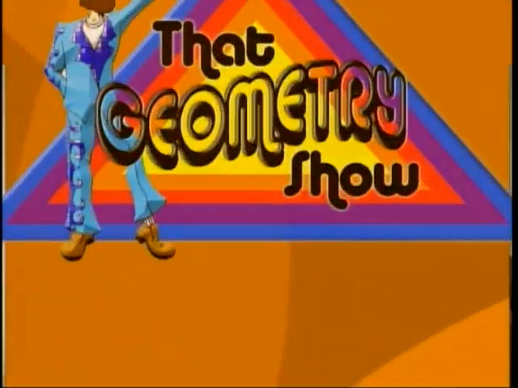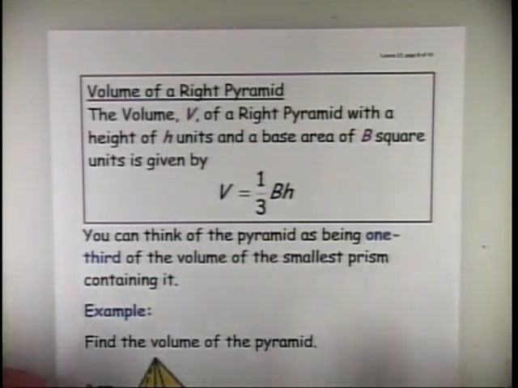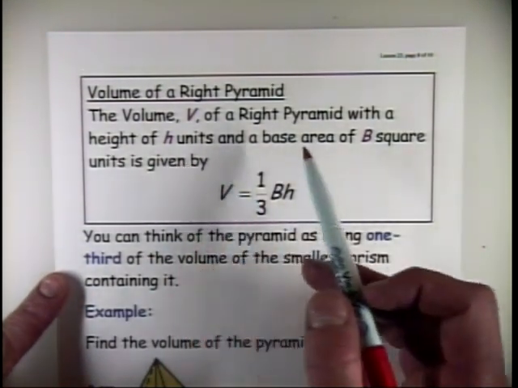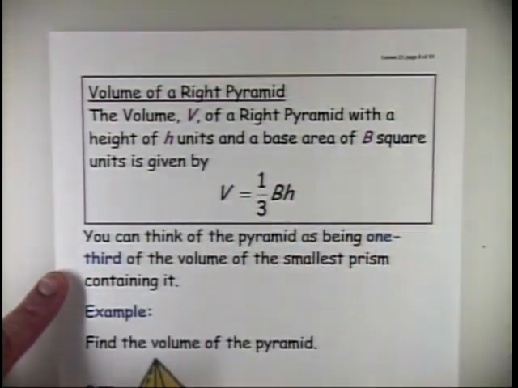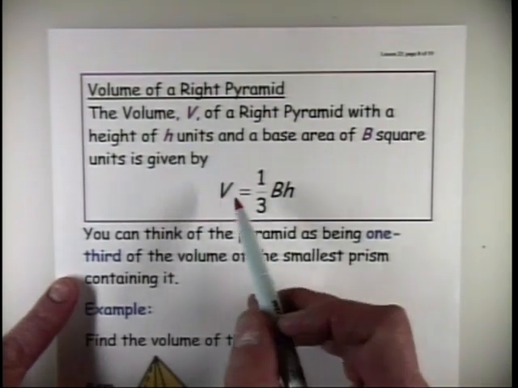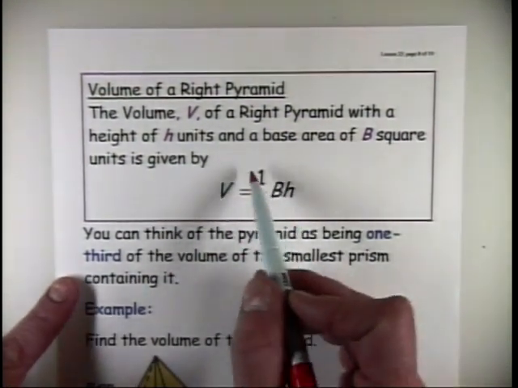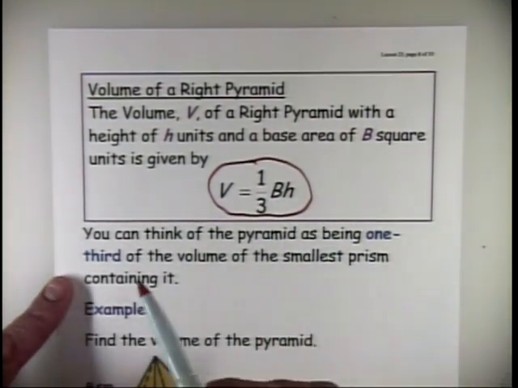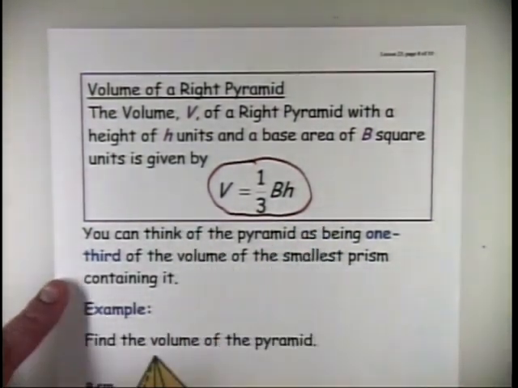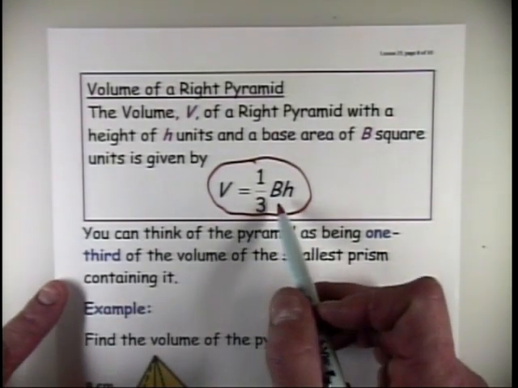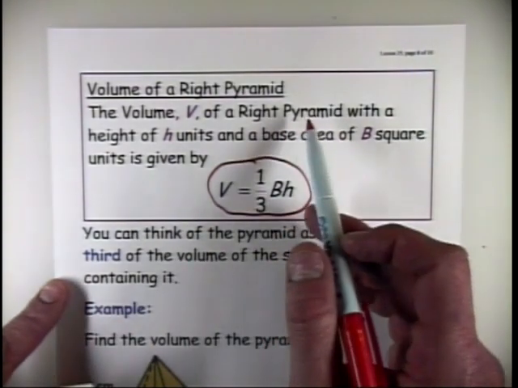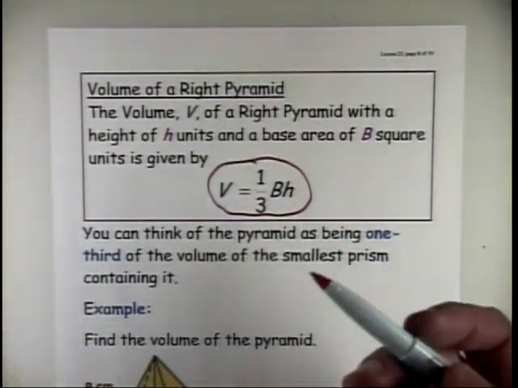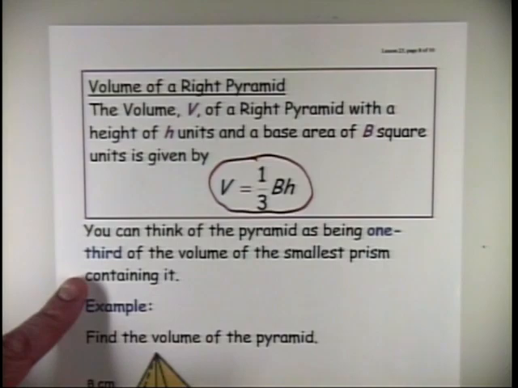All right, volume of a right pyramid. The volume V of a right pyramid with a height of H units and a base area of B, where have I seen that before, is given by V equals 1/3 of BH, where B is the area of the base. That's exactly the same generic formula we had for the cone. The only difference is our base is not going to be circular. Because it's a pyramid, it has a pentagon or a hexagon or a square or a triangle. It has some polygon for a base.